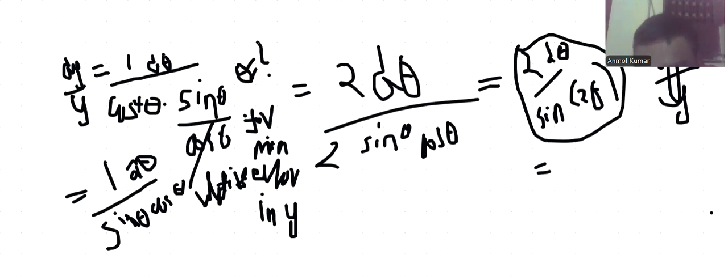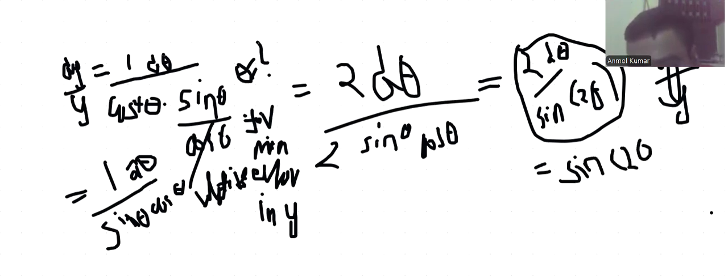For this whole term 2 d theta upon sin 2 theta to be minimum, sin 2 theta alone, the denominator factor, has to be maximum, because when the denominator is maximum, then only this expression becomes minimum. What is the maximum value of sin theta? The maximum value of sin theta is definitely 1. So sin 2 theta also has a maximum value of 1. That is the maximum value of this function.